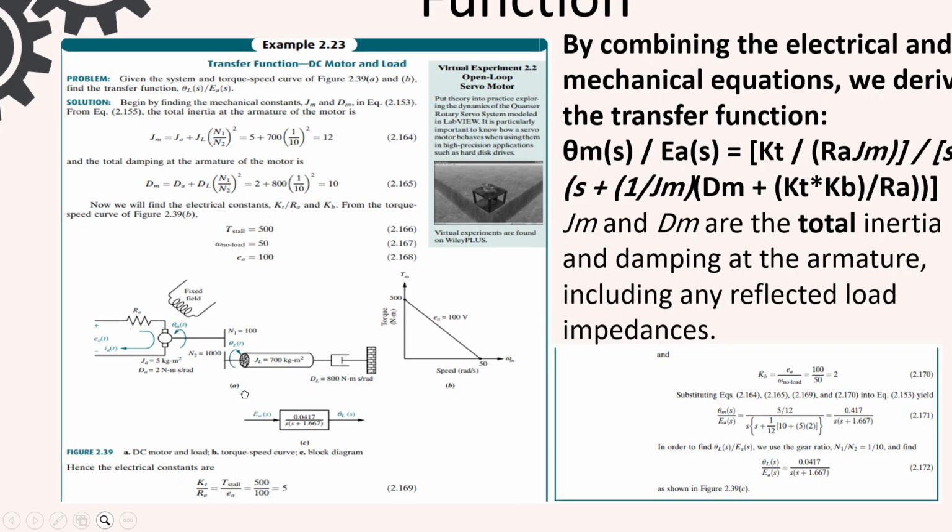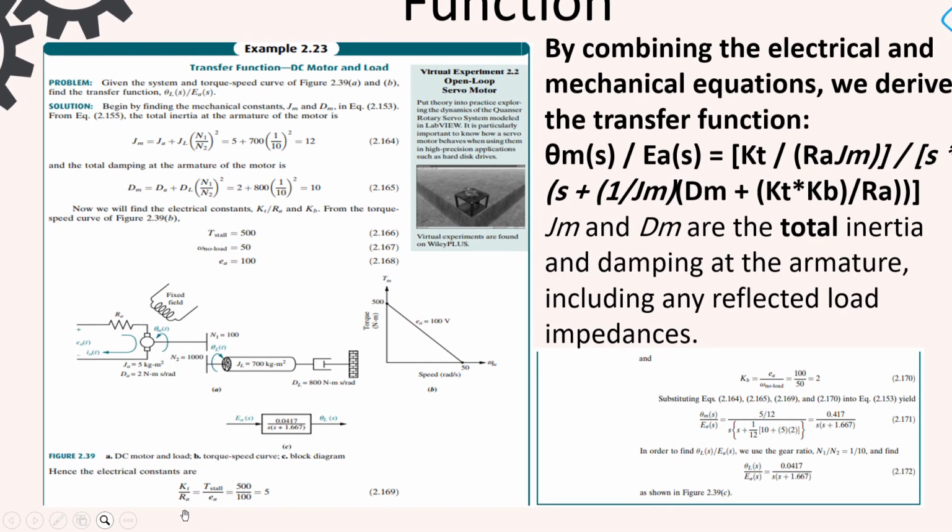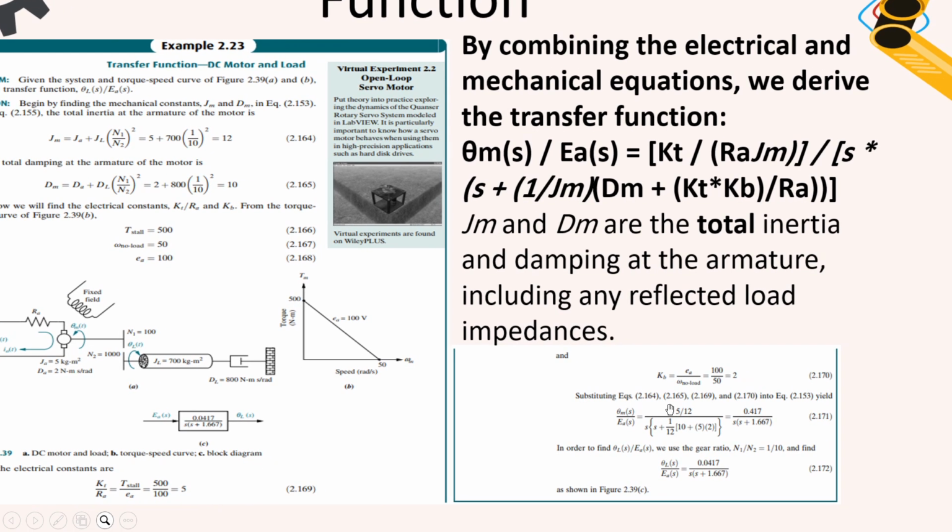After that, we wrote the equation Kt over Ra equals T stall over Ea equals 5. Then we have Kb. Then we will substitute in this equation.